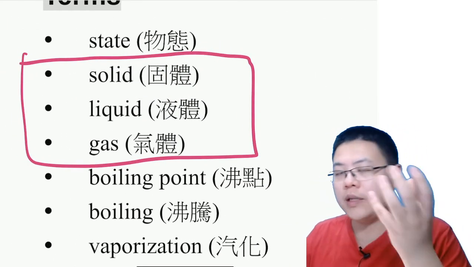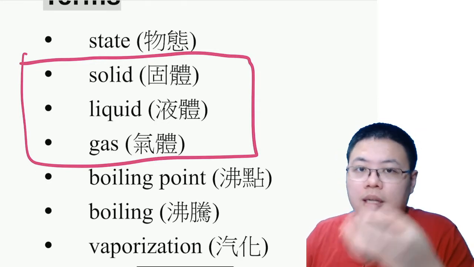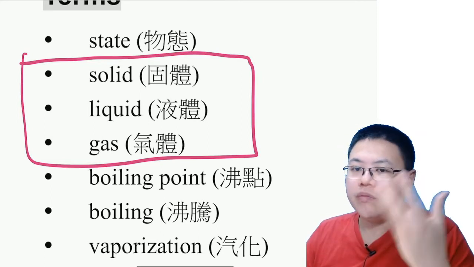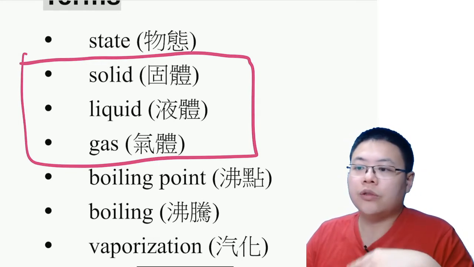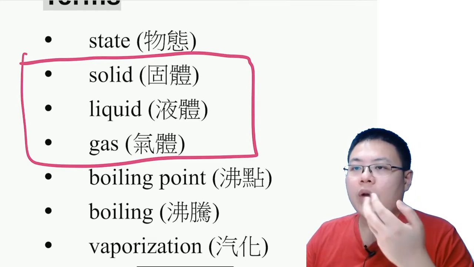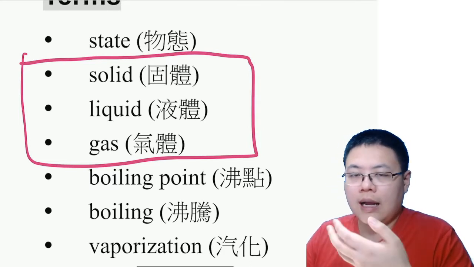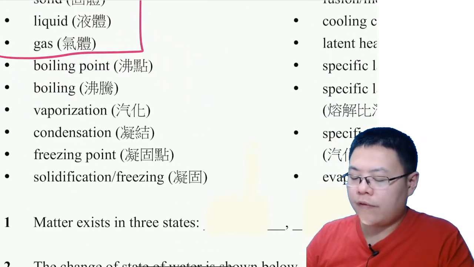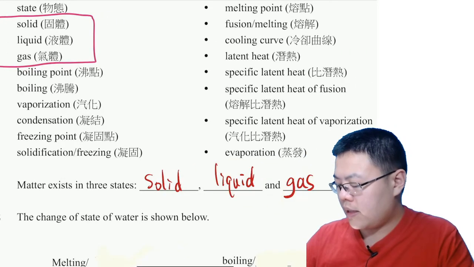For example, if you have a piece of metal, you heat it up to like 1000 degrees Celsius, very, very hot, it will melt and become liquid metal. And for nitrogen or oxygen in the atmosphere, if you cool it down to like negative 200 degrees Celsius, they will become liquefied gas. 液態氧、液態氮, they are liquefied. Okay, so these are the official term for the 3 states: solid, liquid, and gas.